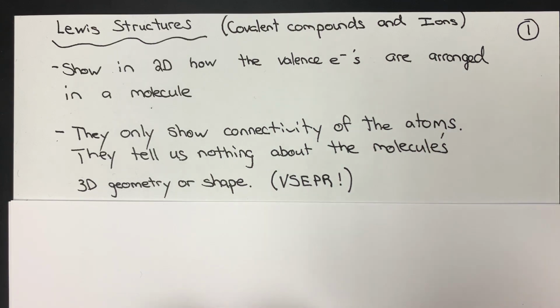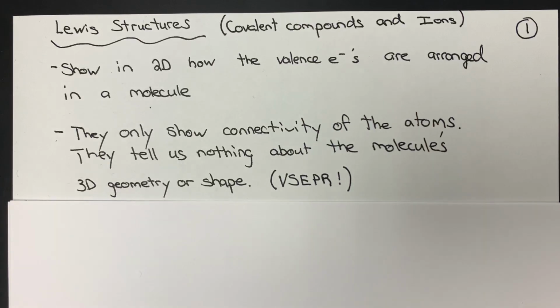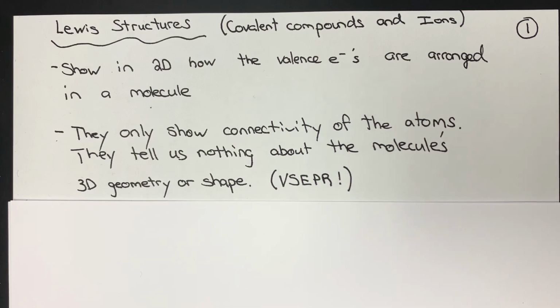In any case, as far as Lewis structures go, these show in two dimensions how valence electrons are arranged in a molecule. It just keys in on the valence electrons that are actually engaged in chemical bonding. They only show us connectivity of the atoms. They tell us nothing about the molecule's 3D geometry or shape. In the coming days, we will get to VSEPR, valence shell electron pair repulsion theory, that will allow us to talk about things like trigonal planar, tetrahedral, octahedral, things of this nature.